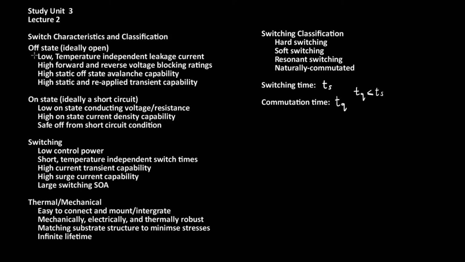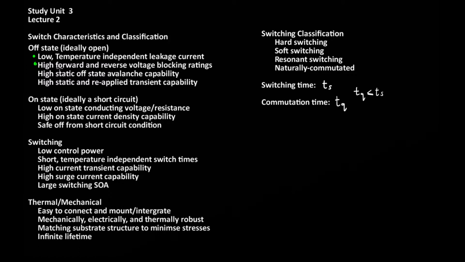So ideally a switch in the off state will have a low temperature independent leakage current. Low leakage currents means low power loss. Additionally, when the leakage currents are very low, it makes it very easy to put switches in series. A good switch will have a high forward and high reverse voltage blocking ratings. What this means is that when the switch is off, it is able to withstand very high forward and reverse voltages across the terminals of the switch.